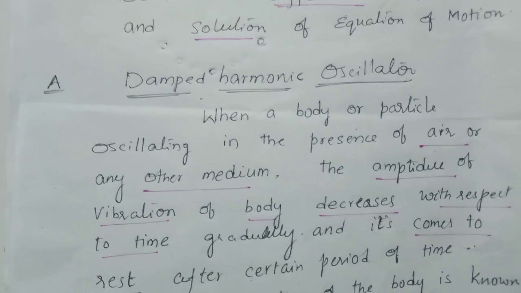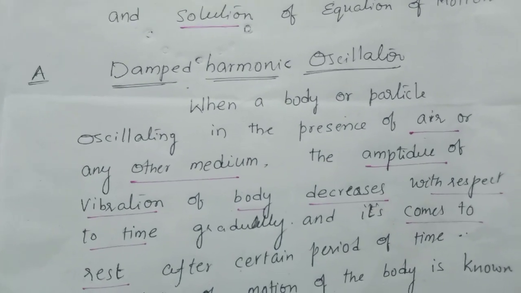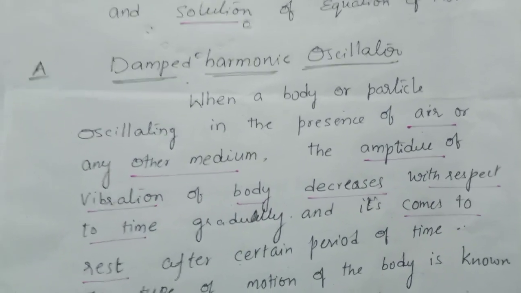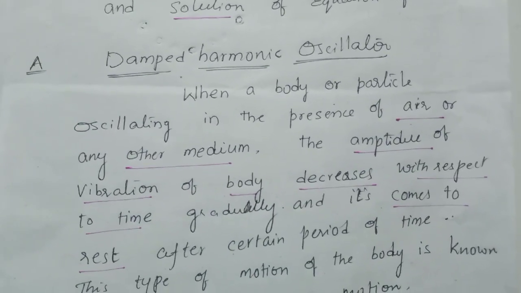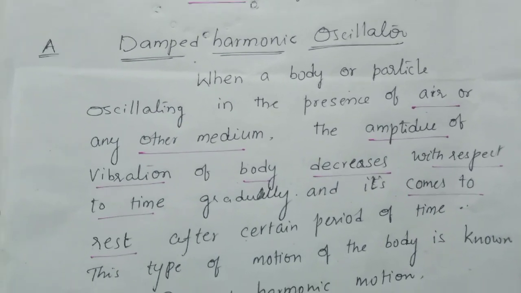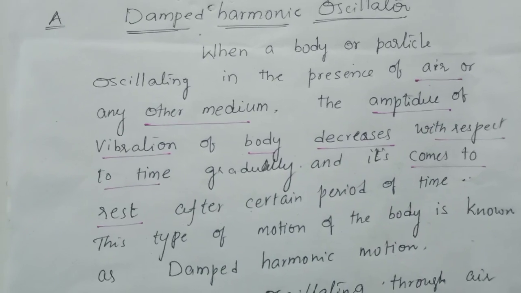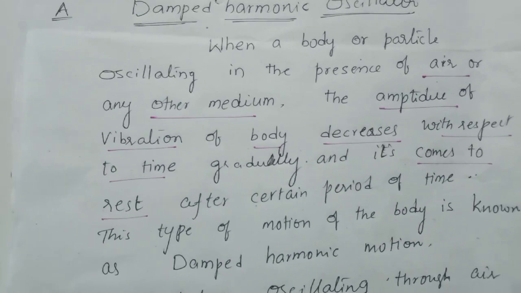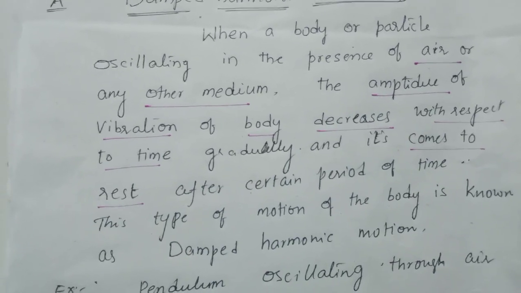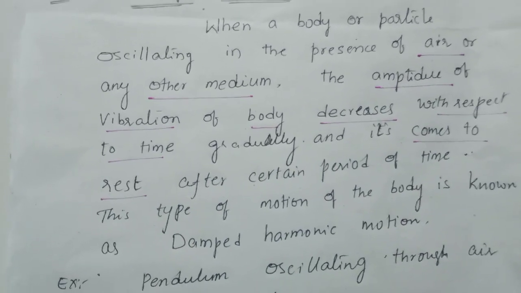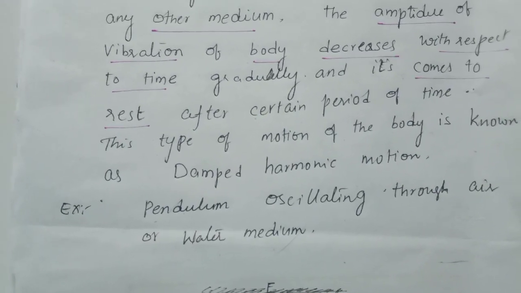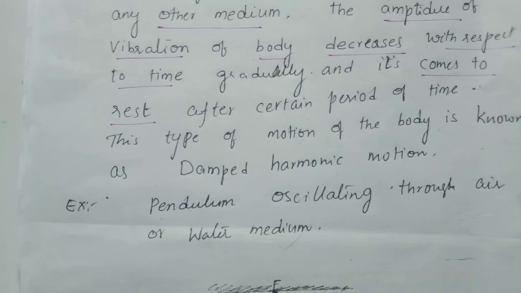Let's see this definition clearly. When a body or particle oscillates in the presence of air or any other medium, the amplitude of vibration of the body decreases gradually with respect to time, and it comes to rest after a certain period of time. This type of motion is known as damped harmonic motion, and the oscillator is called a damped harmonic oscillator. The best example is a pendulum oscillating through an air or water medium.